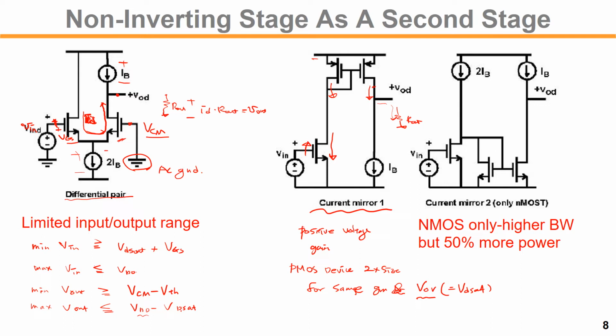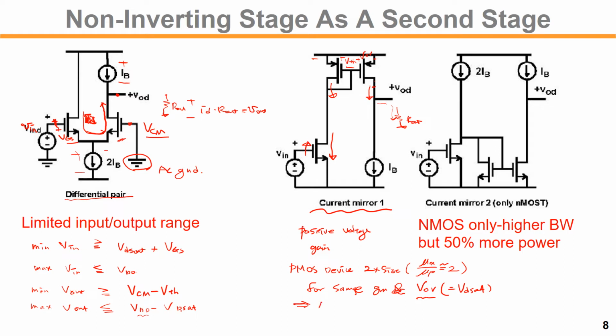So VSG should be VTH plus V overdrive, right? So this overdrive voltage is VDSAT of this transistor, so that actually affects the output maximum voltage. So PMOS, for the same GM and V out, has 2x size, assuming the mu n, the mobility of the NMOS electron, is larger, approximately 2 times larger. So in some cases, this leads to what?